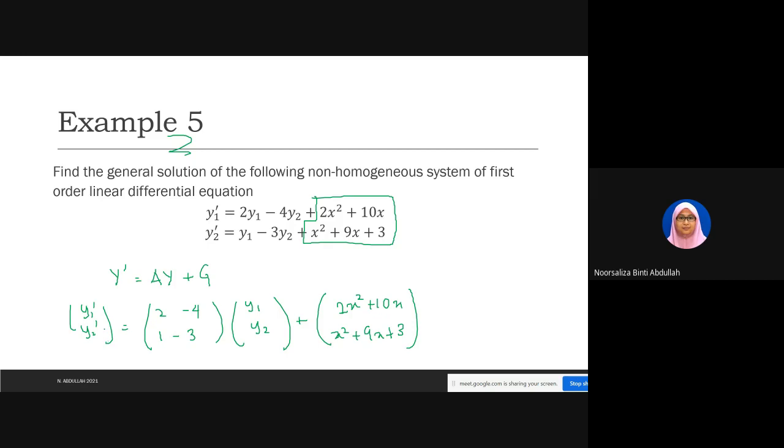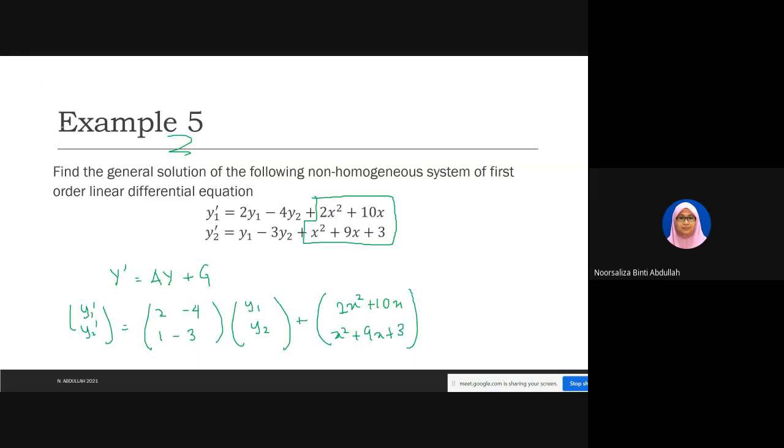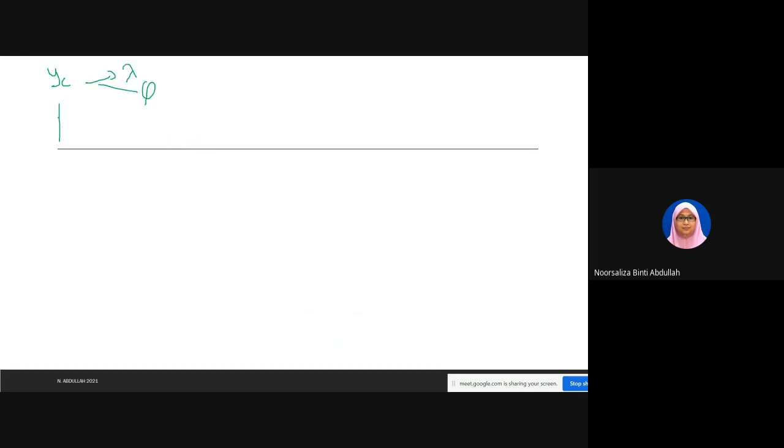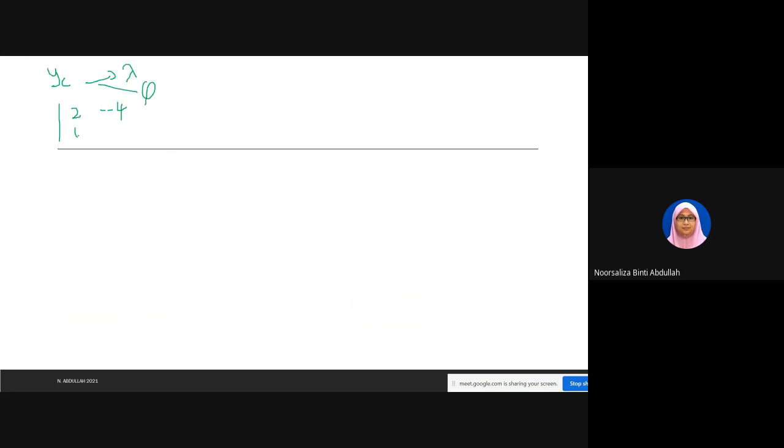Okay, then you can find YC. Okay, so YC, what you need to find is lambda and eigenvector. Okay, so to find lambda, you punya A is, jadi kita dah tuliskan 2 minus 4, 1 minus 3 kan. So here you have 2 minus 4 and then 1 minus 3.